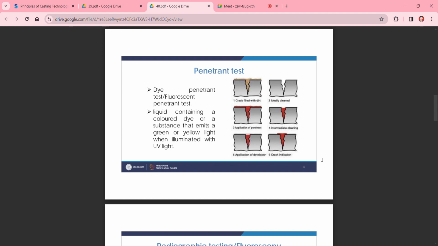Okay, sir. After this penetrant test, what is the other testing? Once you get to know the casting defects, you will analyze whether those defects are going to create a bigger problem inside your applications or not. If they are bigger in size, then you cannot use that casting. If they are within the threshold limit, then you can go ahead with the application of that casting.